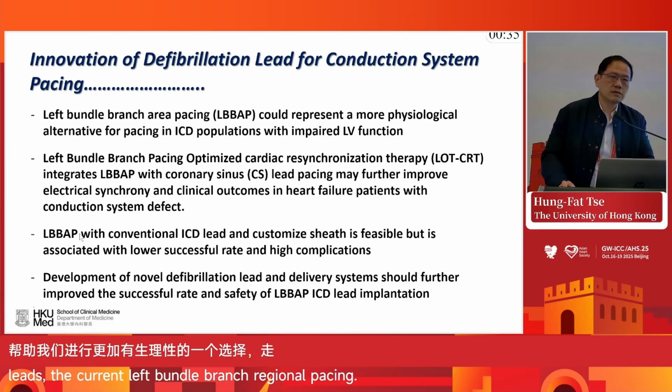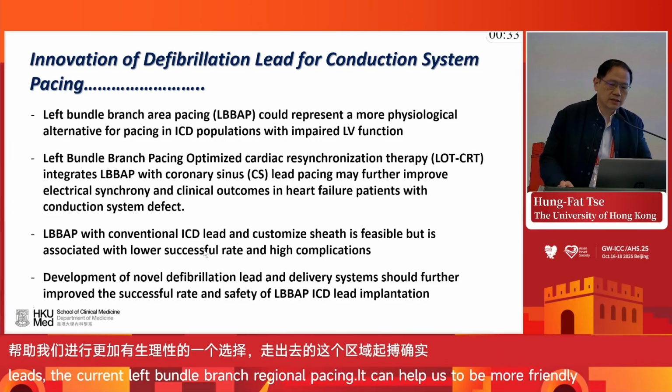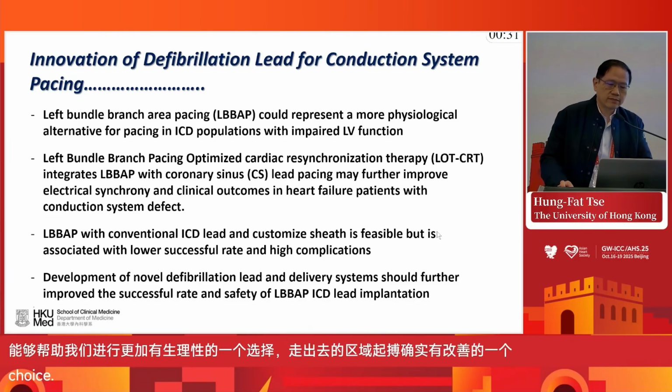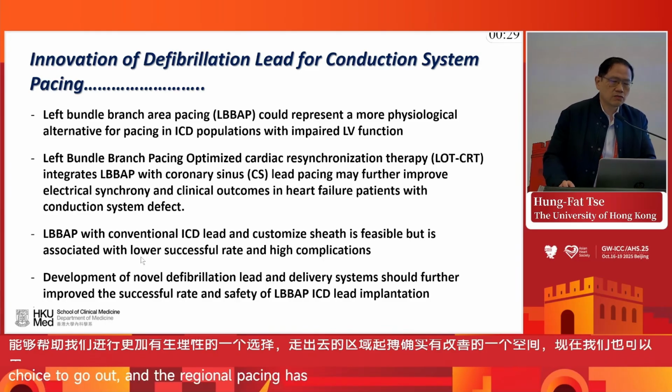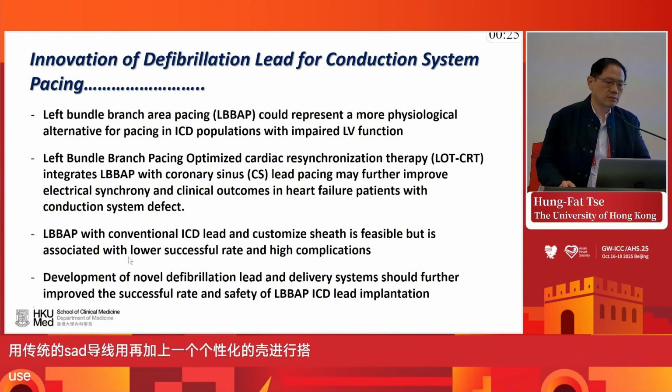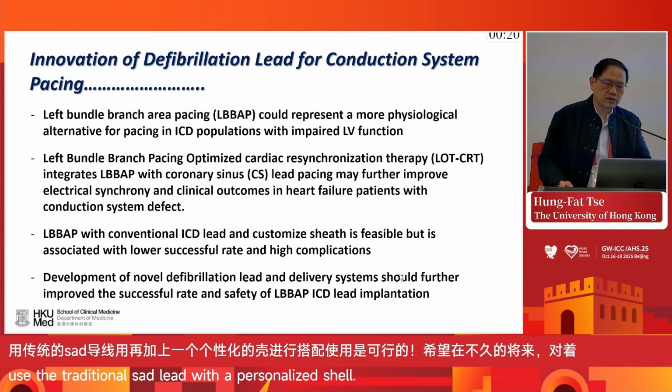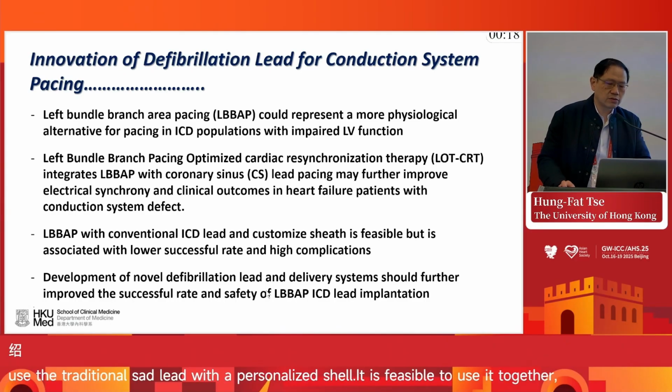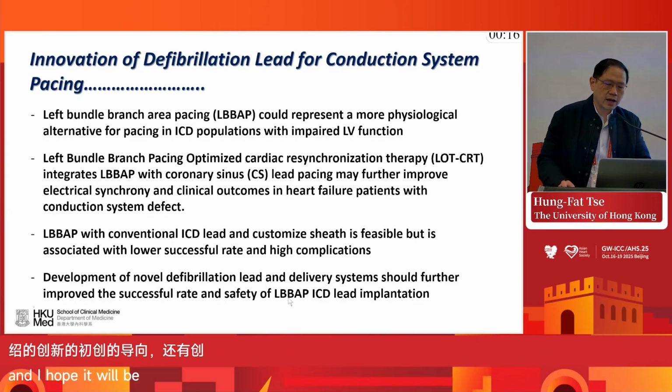Currently, using the conventional ICD lead with a customized sheath is feasible, but associated with a lower success rate and higher complications. And hopefully in the future, like some of the leads I showed you, this novel defibrillation lead and the new delivery system should further improve the success rate and safety of LBB area ICD lead implantation.